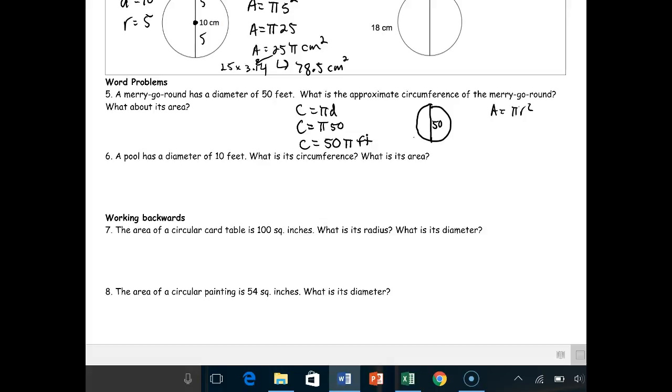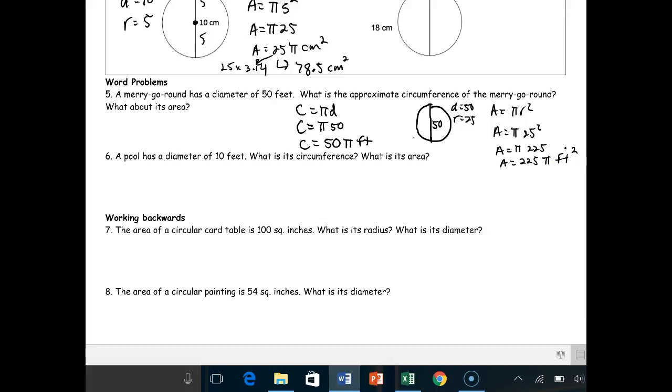The area is a little bit more tricky because you don't want to plug in 50, you want to plug in what the radius is. If the diameter is 50, the radius is just half that, so that's 25. So area is equal to pi times 25 squared. Area is equal to pi times 625. That's 25 squared, 25 times 25. So area is equal to 625 pi feet squared. Area is always units squared, right?